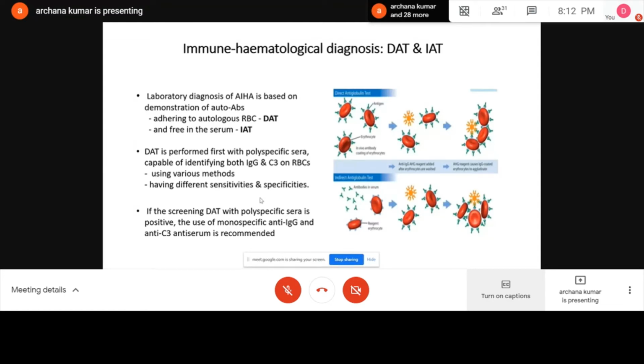Okay. If the screening with direct antiglobulin test with polyspecific sera is positive, then you should use monospecific anti-IgG and anti-C3 antiserum, so that we can identify whether these kind of antibodies are present. All are present, only one is present, or what?